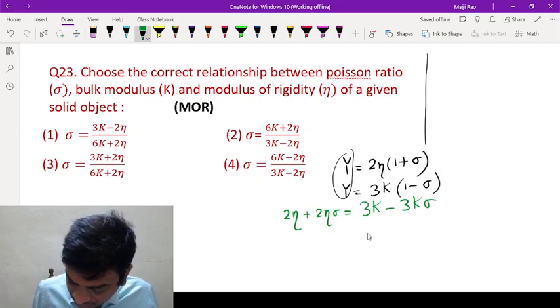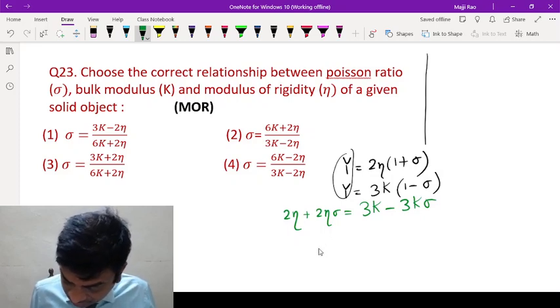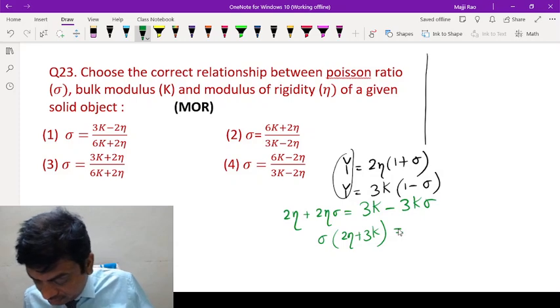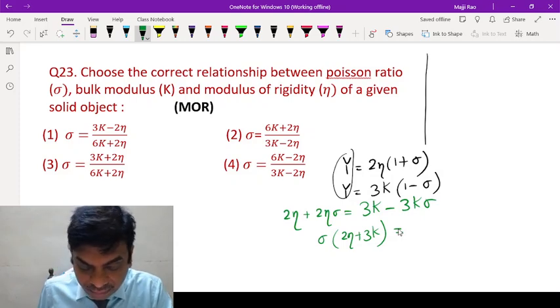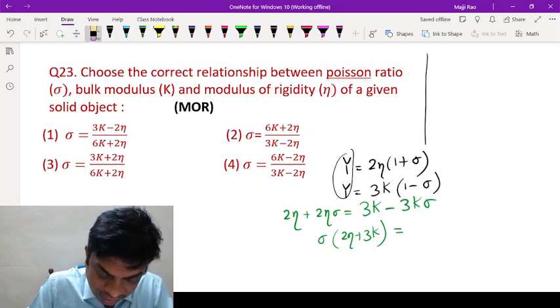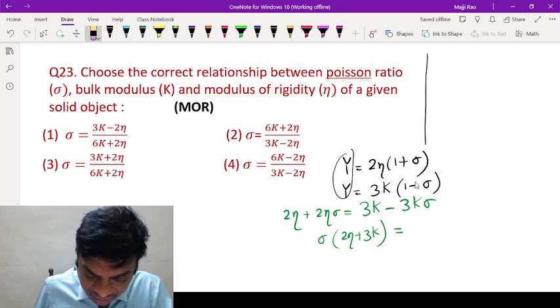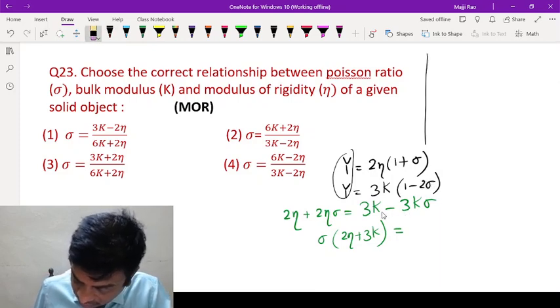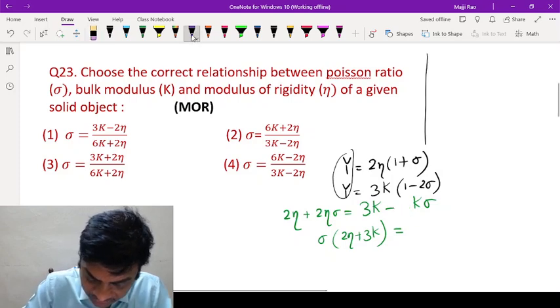Okay. So therefore, we require sigma, isn't it? Yes. So sigma can be obtained as 2 eta plus 3k. Sorry, I'm sorry. This is 2 sigma actually. By mistake, I have written this. This is actually 2 sigma. I'm sorry. So this will become 6.